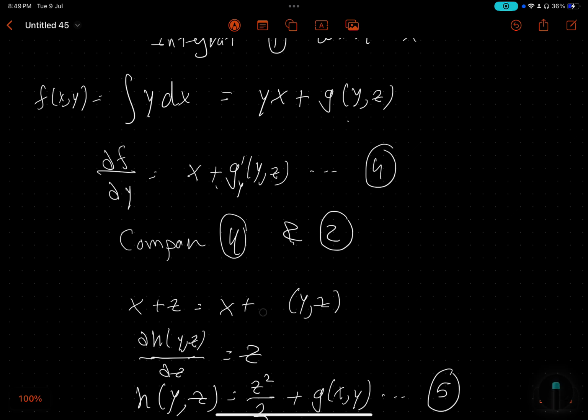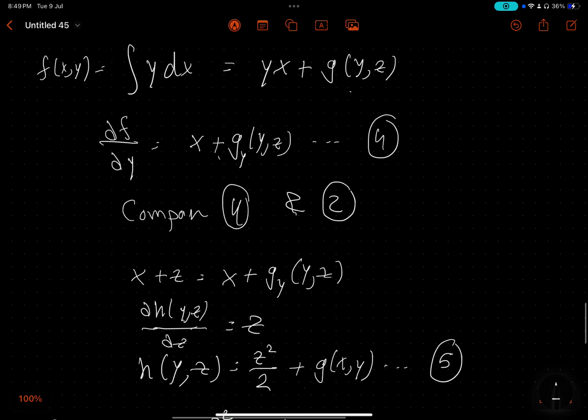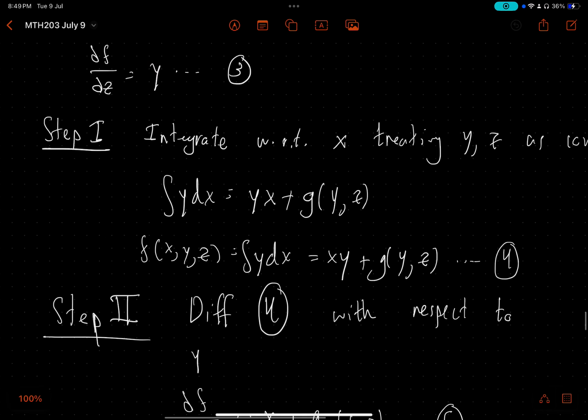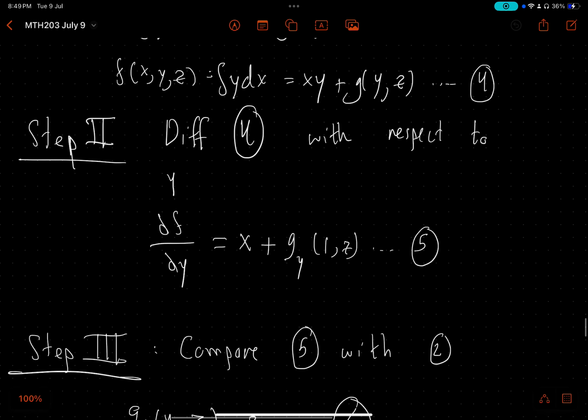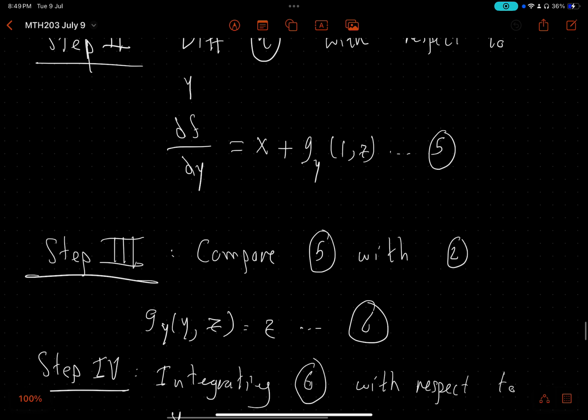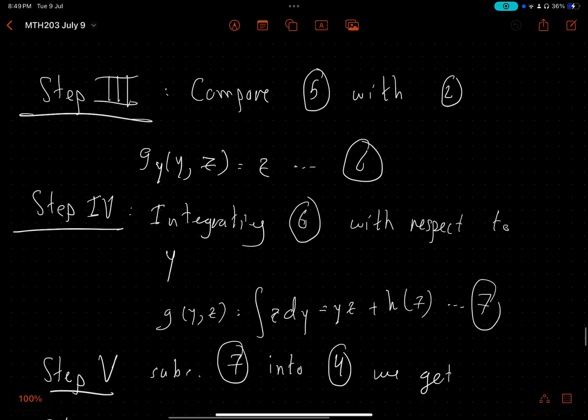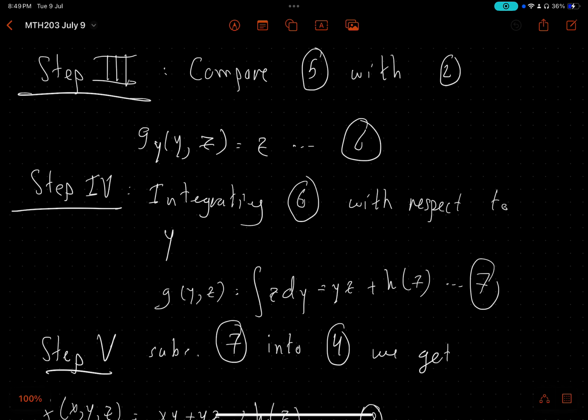So g with respect to y, it's just z. Okay, so we reached here: g_y = z. Okay, what else? So we got it equal to z. Now we integrate with respect to y. When you got it with respect to z, we integrate with respect to y.